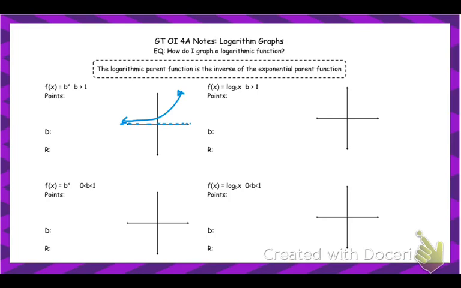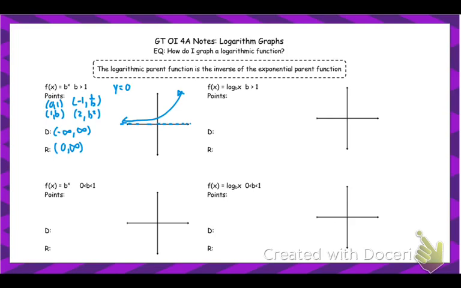The points that it went through were (0, 1), (1, base), (-1, the reciprocal of the base), and (2, base squared). It also had a horizontal asymptote at y equals 0. The domain was -infinity to infinity, and the range was from 0 to infinity.